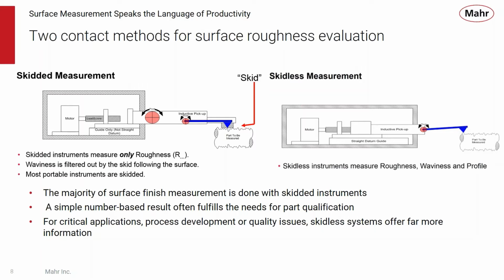But like I said, the majority of surface measurement is done with skidded instruments. It provides a simple number-based result which fulfills the needs for most part qualification. But for critical application, process development, or quality issues, sometimes the skidless systems offer far more information.